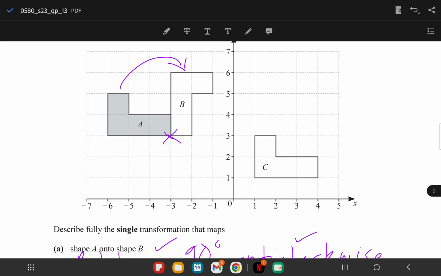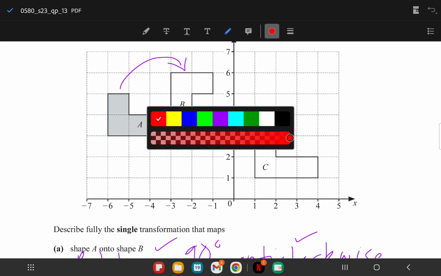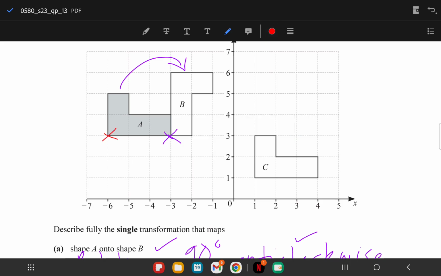So I'm going to pick a point. I'm going to change my color so that we know that we're dealing with different things. I'm going to pick this point there, and I'm going to count how many boxes it has moved in the x-axis. So it has moved 1, 2, 3, 4, 5, 6, 7. Okay, 7 boxes in the x-axis, and that is to the right, so it's positive. And then it has moved 2 boxes down in the y-axis, so that's -2 because it has moved down.